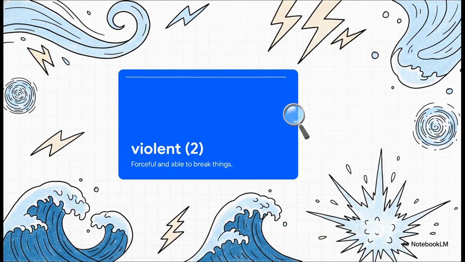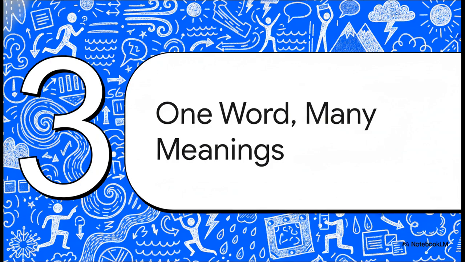But wait, the word isn't just for people. Not at all. The second definition really opens it up to non-human forces. Just think about it. A violent storm, or a violent wind, or even a violent explosion. All of a sudden, that exact same word is describing the immense, uncontrollable power of nature. So what we're seeing here is that this one single word covers a massive amount of ground, from what people do to what nature does.